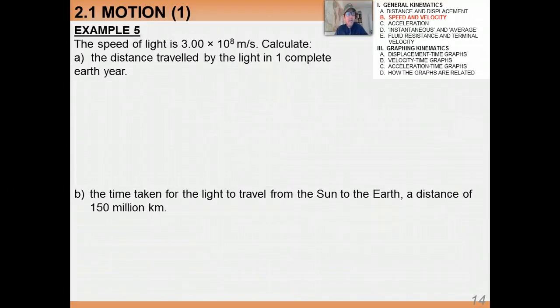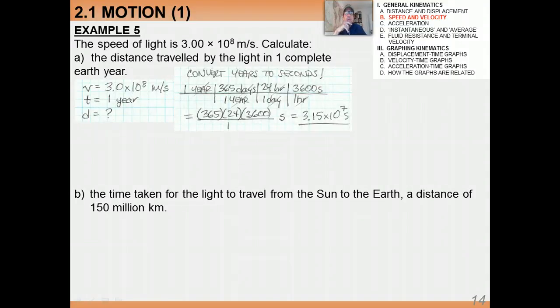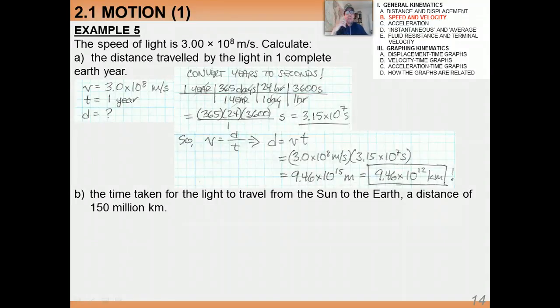Okay, let's see, example 5. Go ahead and pause the video and try this one, okay? Here's your speed of light. Calculate the distance traveled by the light in one complete Earth year, and that unit of distance is called a light year. So a light year is not a unit of time, but it's a unit of distance, okay?